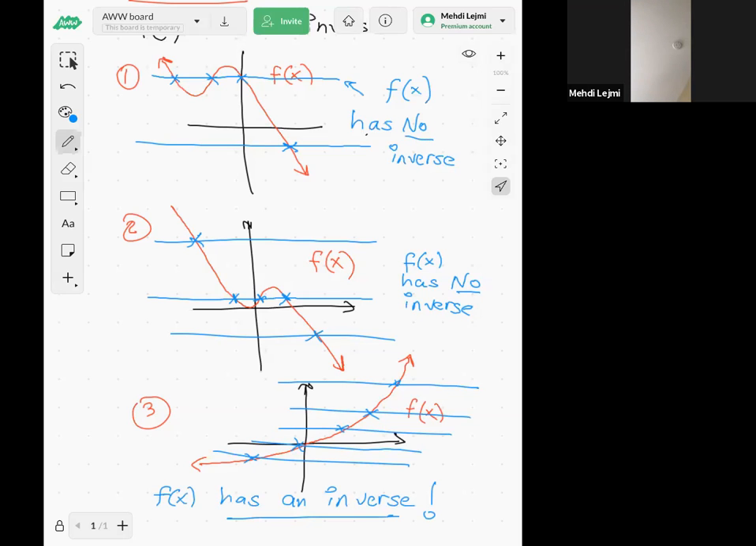Okay, so that's for the horizontal line test. So I guess we are probably done with this section 1.8. Is there any question, guys? Again, for this inverse, you know how to check whether 2 functions are inverses of each other. You know how to find the inverse of a function, right? And given the graph of a function, you can use the horizontal line test to see whether the function has an inverse or not. Okay, so that's for section 1.8.